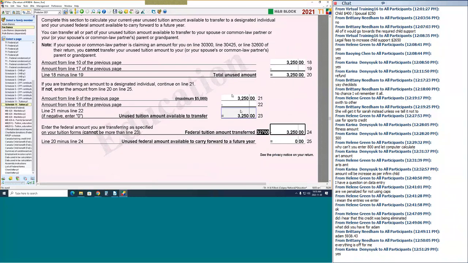It's going to say how much she's eligible to transfer. If she can transfer it and she's connected to someone, the default in the computer is to transfer it. She might not want to transfer it. She might want to carry it forward. The default is to transfer it. Who is it going to transfer to? It will transfer to her spouse.